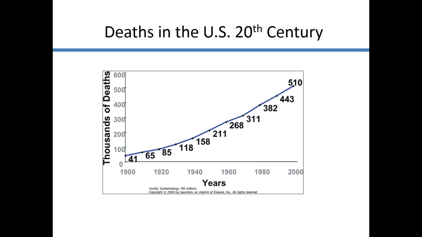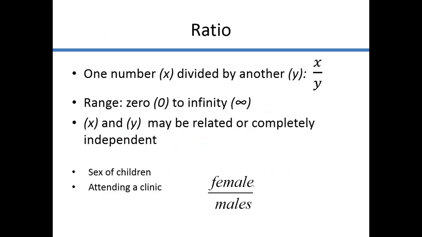And what's missing? Of course, the denominator. The count is a numerator in understanding what percentage of the population is dying. So we're missing the denominator. Of course, the number of deaths is going to increase if the number of people increases. So that's why we start getting into more complex measures like ratios.